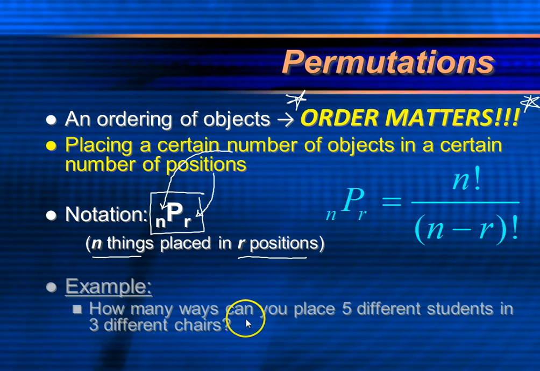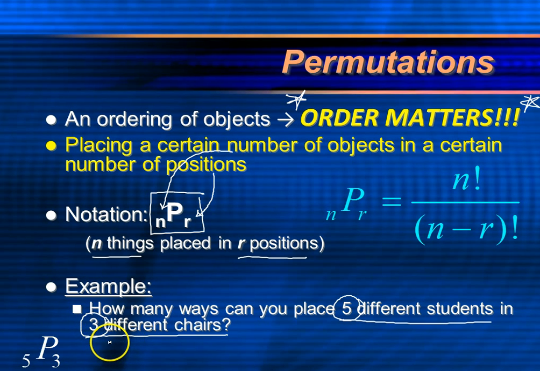So our example, how many ways can you place 5 different students in 3 different chairs? So we have 5 for 3 positions. So it's 5 picking 3. And that's kind of how I say this. 5, I'm picking 3. So if I'm doing this by hand, how would we do this up here? n factorial, so that would be what? What's my n? 5. n minus r would be 5 minus 3. What is 5 minus 3? 2. So this is 5 factorial over 2 factorial.